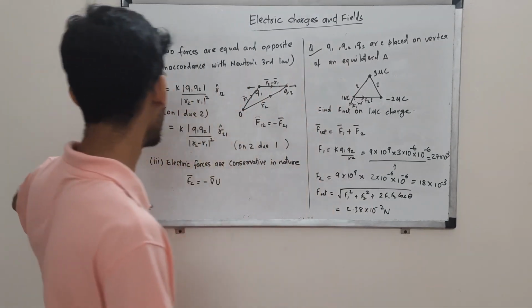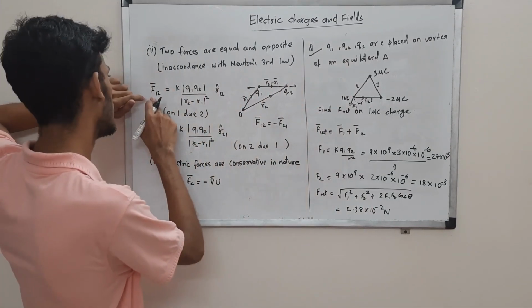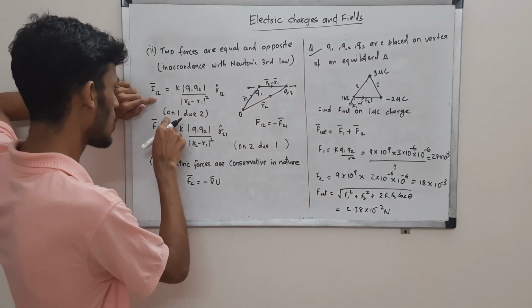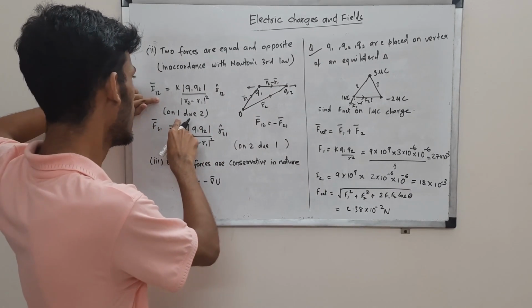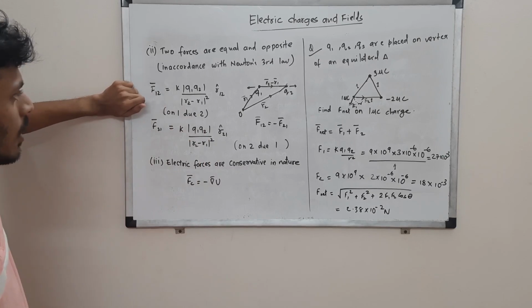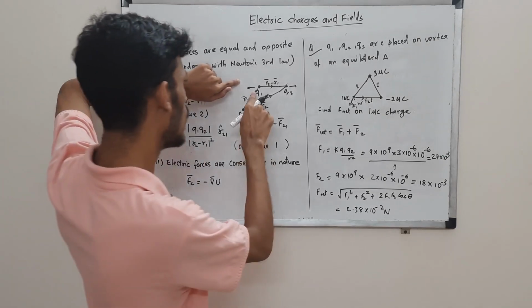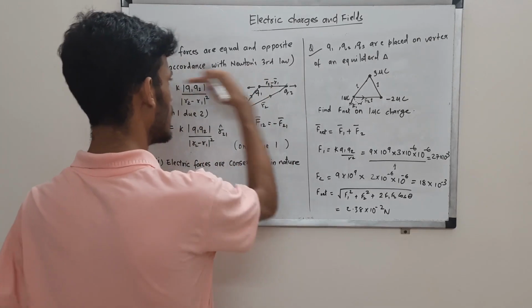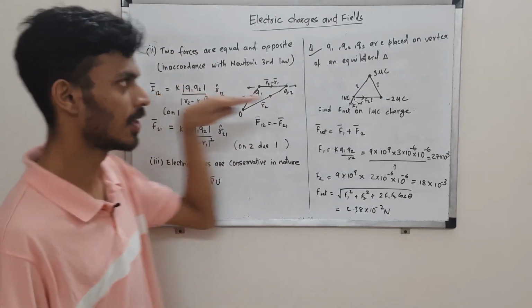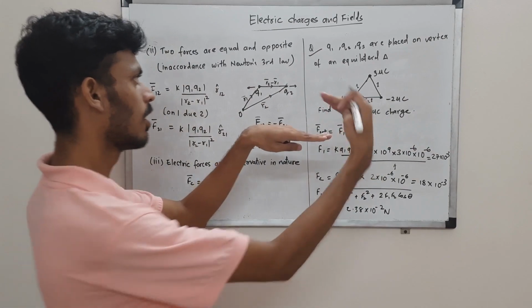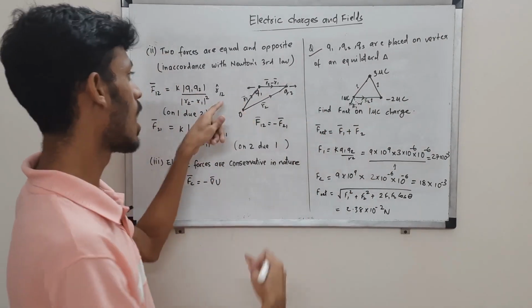So what do we mean by F12? This terminology means the force on 1 due to 2. F12 means force on 1 due to 2. Now if you see, the force on q1 due to q2 is along this direction, right? It's along the negative of r2 minus r1, as r2 minus r1 is along that direction. It is along r1 minus r2, which is r12.